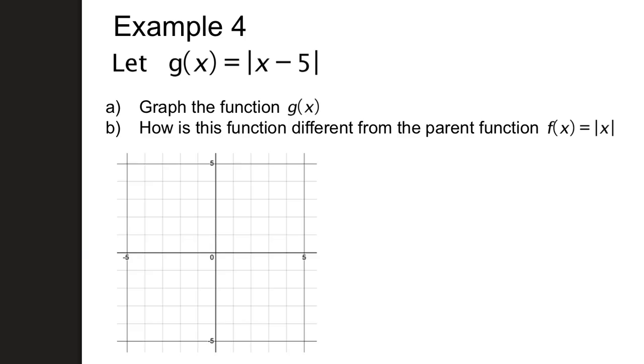This function, g of x equals the absolute value of x minus 5. Remember that in the previous problem, x plus 3 inside the absolute value moved it to the left 3 units. This is a minus. What do you think is going to happen? You got it. In this problem, we're going to move it to the right 5 units. So that's going to be the difference here.